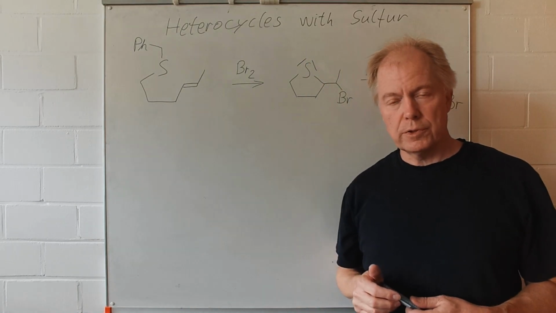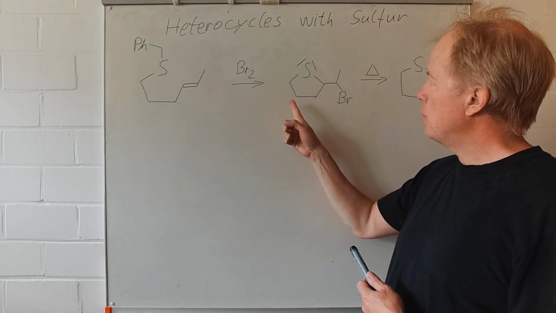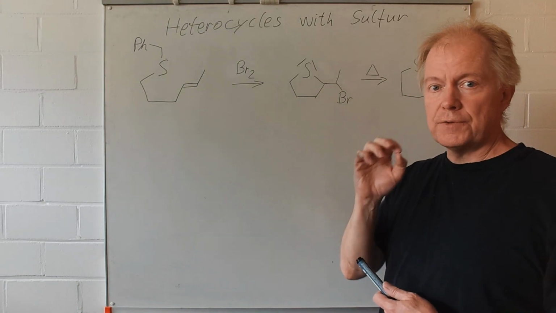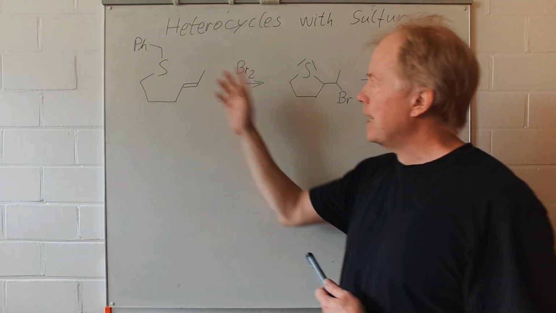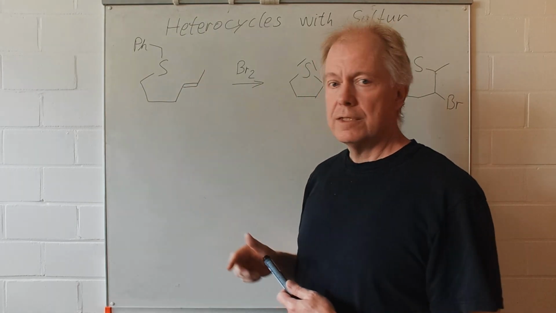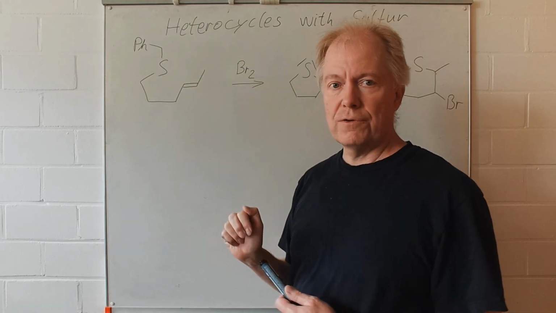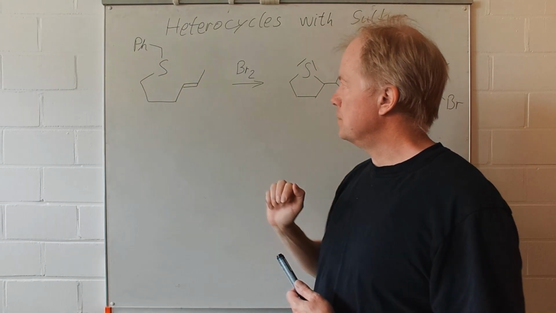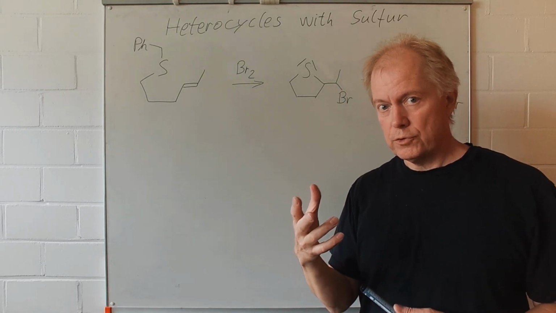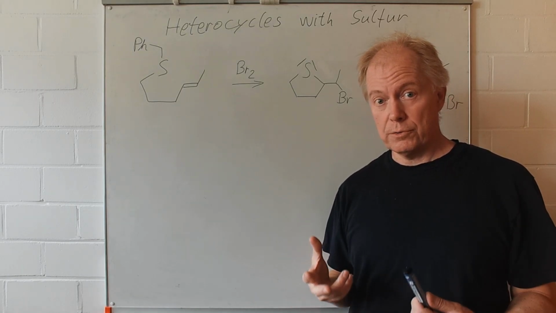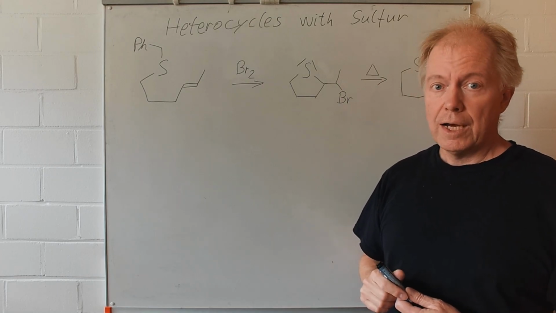In today's tutorial, we will discuss the mechanistic details of the formation of these two sulfur heterocycles, a 5-membered and a 6-membered ring, starting from this acyclic compound with a thioether functionality and an olefin. Please stop the video first to make your own considerations and listen afterwards to the explanations I have to offer.